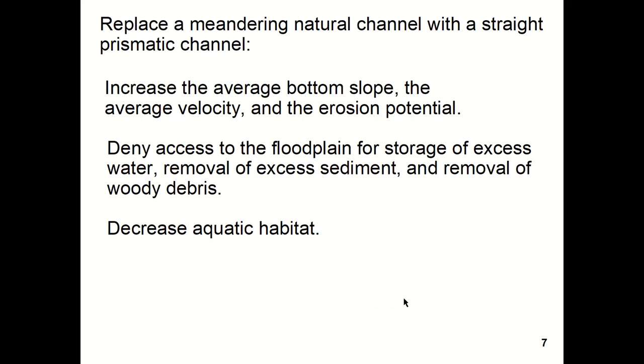So when you replace a meandering channel with a straight prismatic channel, here are some of the effects. You increase the average bottom slope, the average velocity, and the erosion potential. You deny access to the floodplain for the storage of excess water, removal of excess sediment, and removal of woody debris. And you decrease aquatic habitat.